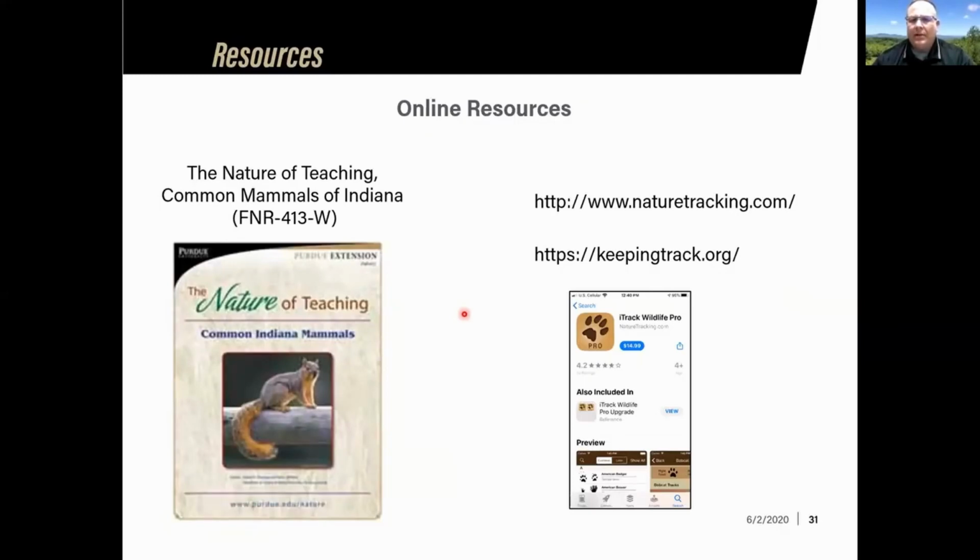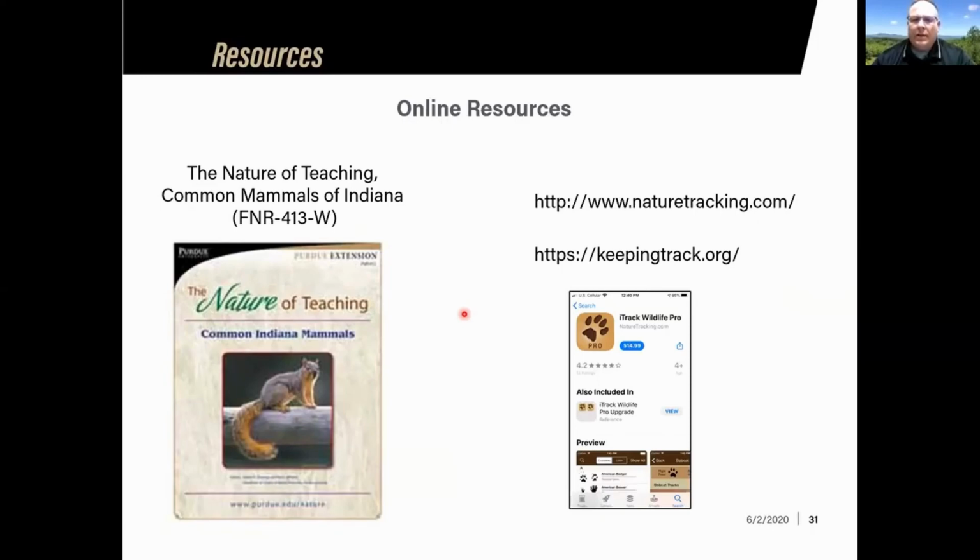And then some online resources, naturetracking.com is a pretty good resource. And then keepingtrack.org is a website from a woman named Susan Morse, who does this as a professional. She's a professional tracker, and I've taken several courses from her. She's outstanding. One of the things I picked up from her is when in doubt, follow it out.